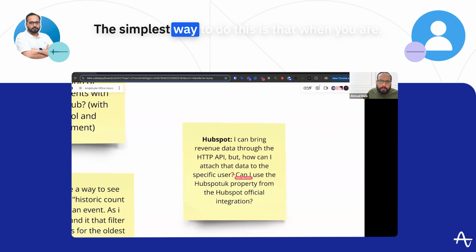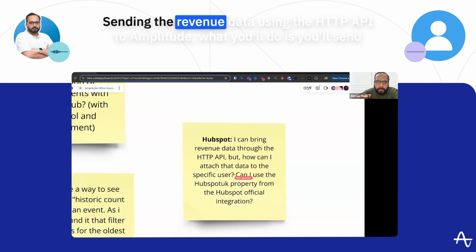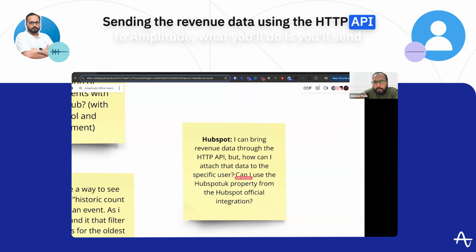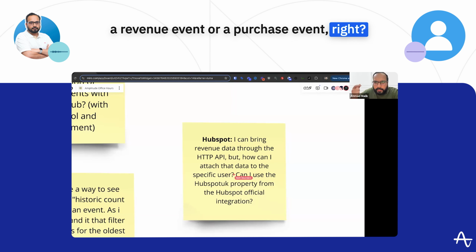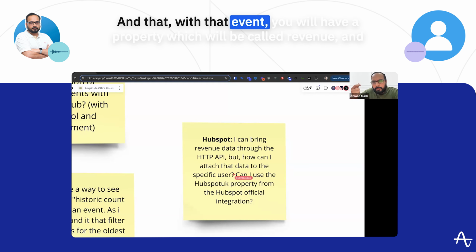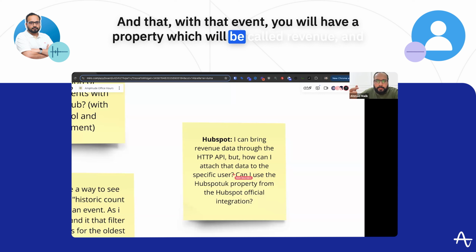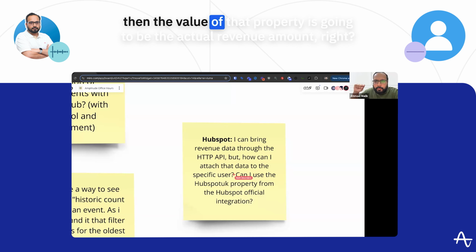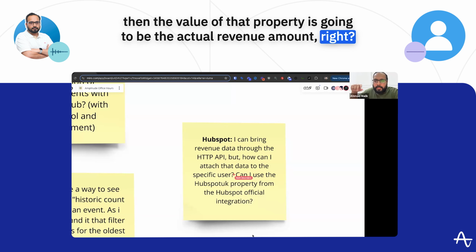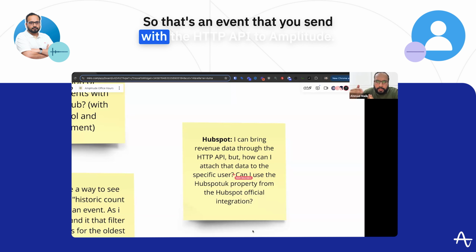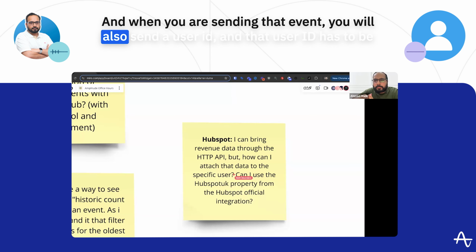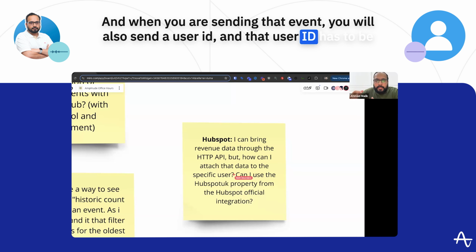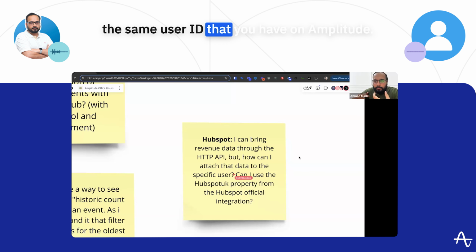The simplest way to do this is that when you're sending the revenue data using the HTTP API to Amplitude, you'll send a revenue event or a purchase event. With that event, you will have a property called revenue, and the value of that property is going to be the actual revenue amount. So that's an event that you send with the HTTP API to Amplitude. And when you are sending that event, you will also send a user ID, and that user ID has to be the same user ID that you have on Amplitude.